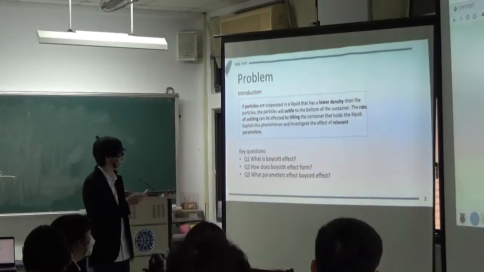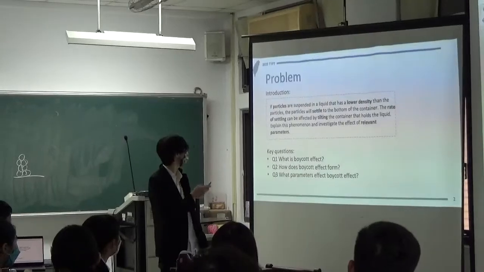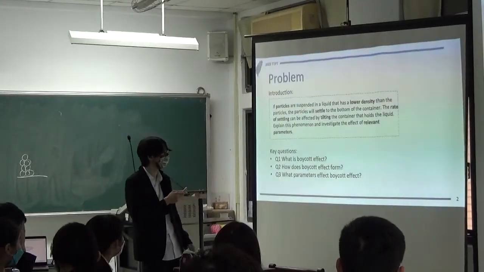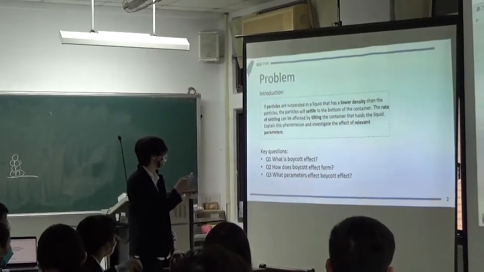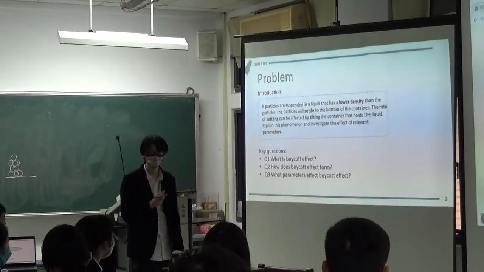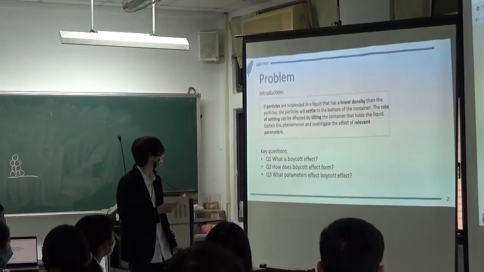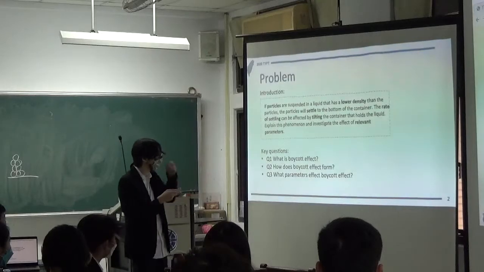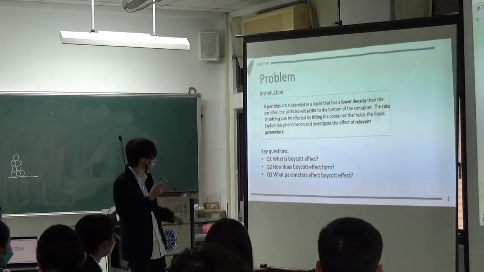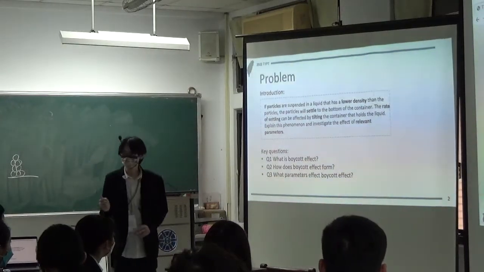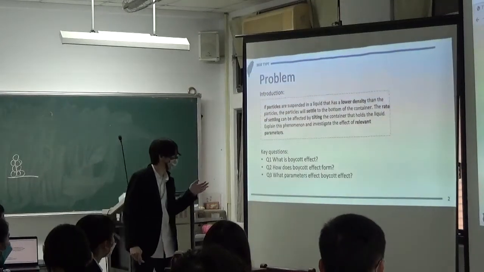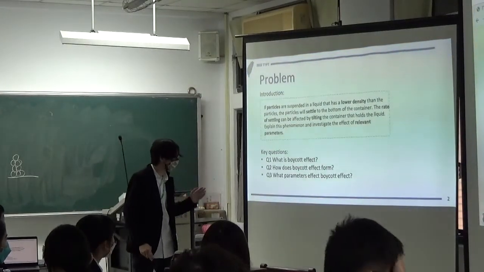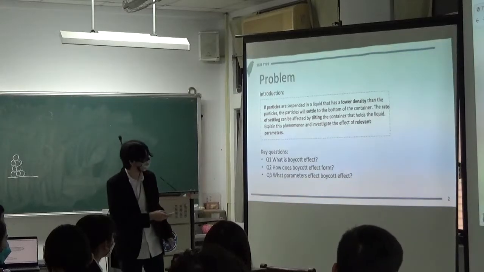If particles are suspended in a liquid that has a lower density than the particles, they will settle to the bottom of the container. The rate of settling can be affected by tilting the angle of the vessel that holds the liquid. Explain this phenomenon and investigate the effect of relevant parameters. We think that there are three key questions. What is the Boycott effect? How does the Boycott effect form? What parameters affect the Boycott effect?